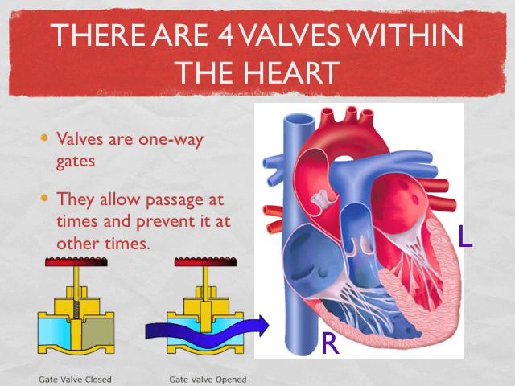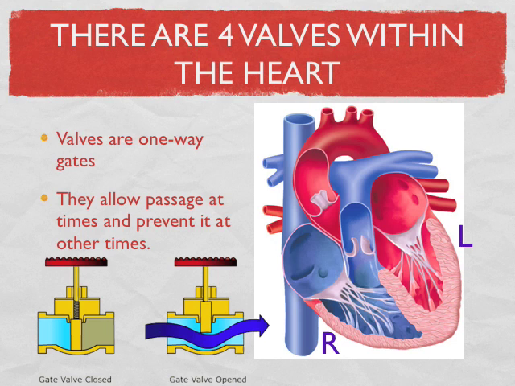A valve, I mentioned valves when we were discussing veins in the blood vessel lecture. Valves are one-way gates, one-way structures. They're built to allow the flow of fluid in one direction, but not in the other. They can open and they can close. They can open to let blood flow one way, but they're going to close if blood tries to back up or move the other way. They allow passage at times and prevent it at others.